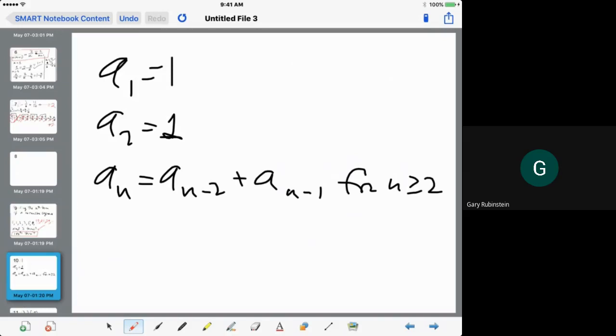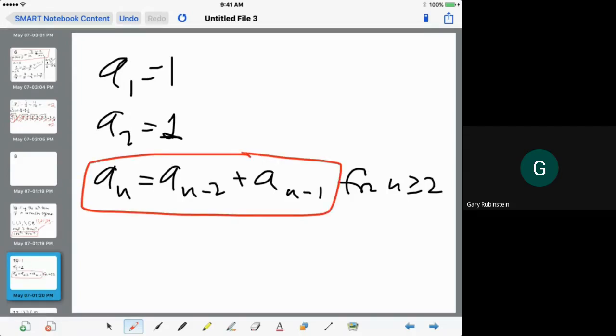Often we write sequences like this. You might remember from Algebra 1, they had recursive sequences where they tell you the first term, or in this case, the first two terms. And then they give the recursive definition, where they tell you how to find additional terms.